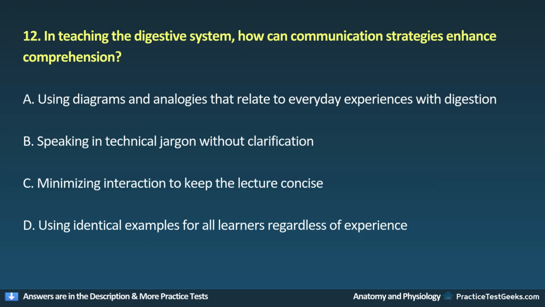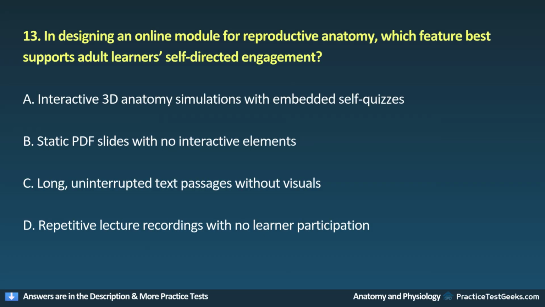B. Speaking in technical jargon without clarification. C. Minimizing interaction to keep the lecture concise. D. Using identical examples for all learners, regardless of experience. 13. In designing an online module for reproductive anatomy, which feature best supports adult learners' self-directed engagement? A. Interactive 3D anatomy simulations with embedded self-quizzes.